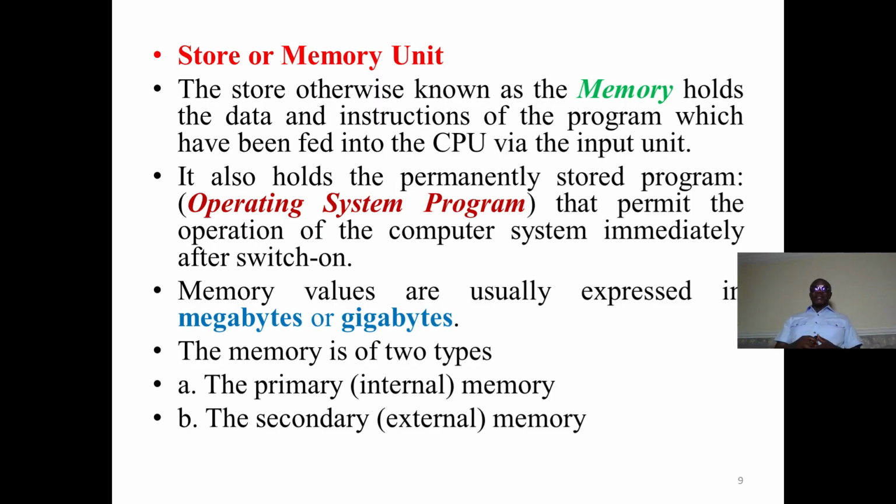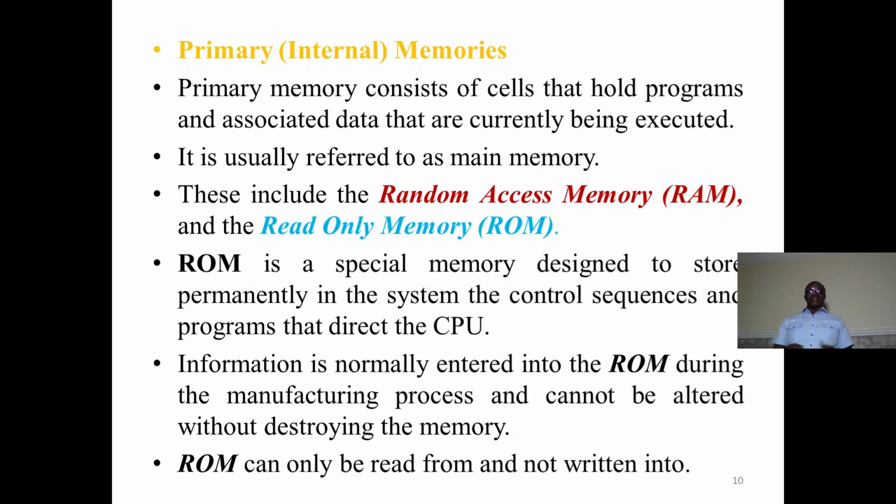Memory values are usually expressed in megabytes or gigabytes. The memory is of 2 types, as seen in the block diagram: the primary, otherwise known as the internal memory, and the secondary, otherwise known as the external memory. Now, let's quickly look at the primary memories. Primary memory consists of cells that host programs and associated data that are currently being executed by the computer. It is usually referred to as the main memory.